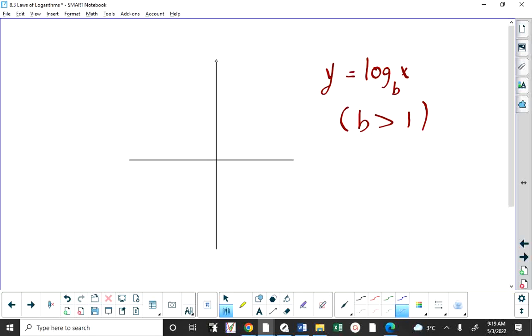You should know that this function of log base b of x, where b is greater than 1, looks something like that. And we'll get to in a little bit how you could graph it on your calculator.